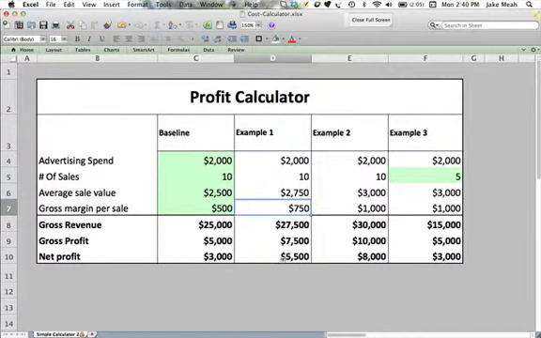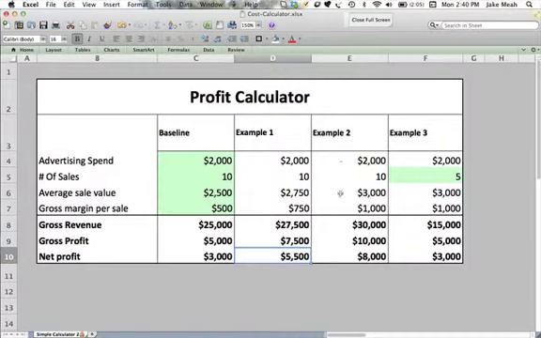And just looking at these figures under here, you can see, the important figure is this net profit. And the net profit is up to $5,500 from the baseline, which is $3,000. So it's quite a significant increase in bottom line profit just by increasing price by 10%.